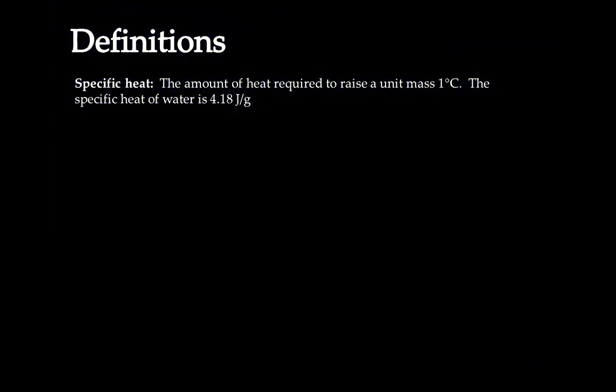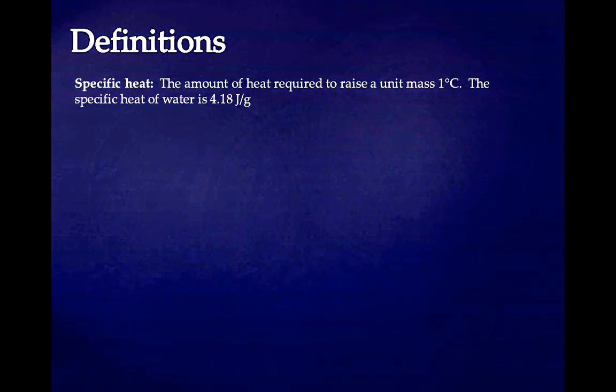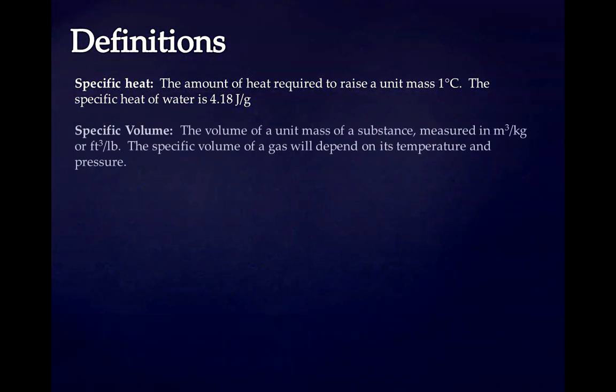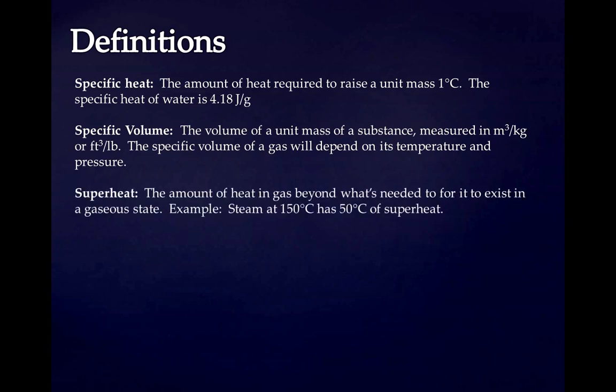Specific heat, the amount of heat required to raise a unit mass 1 degree Celsius. The specific heat of water is 4.18 joules per gram. Specific volume, the volume of a unit mass of a substance, measured in meters cubed per kilogram, or cubic feet per pound. The specific volume of a gas will depend on its temperature and pressure.